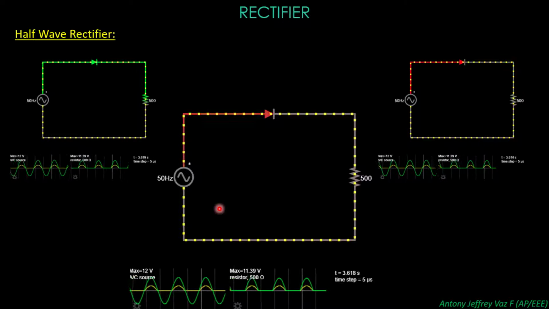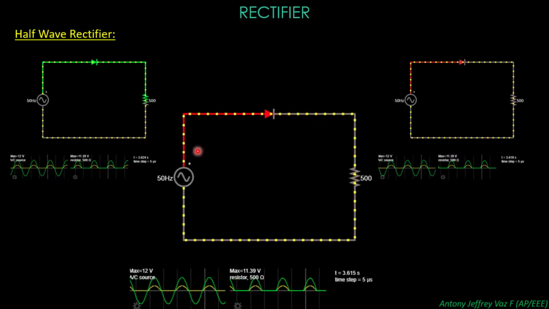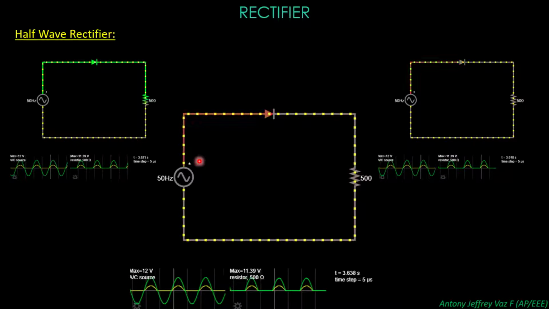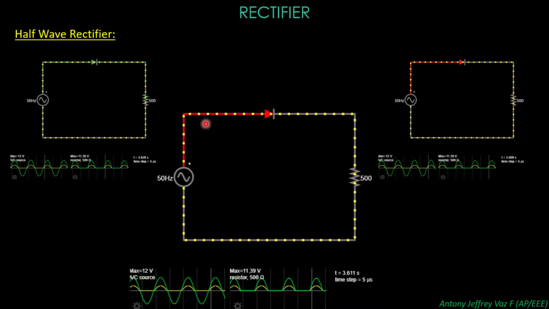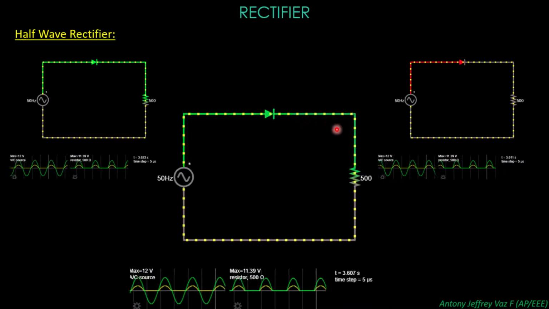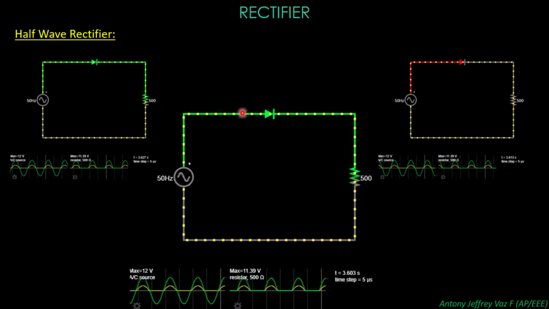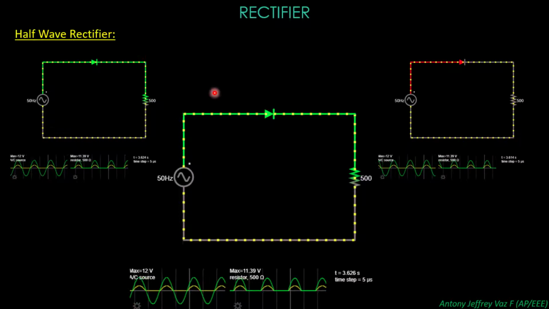When the supply goes back to the negative, it is indicated by the red color. When it is in red color, the electrons will be stopped because the diode is in reverse state. So the electrons will not flow into the resistance. So this is the basics of the half-wave rectifier.